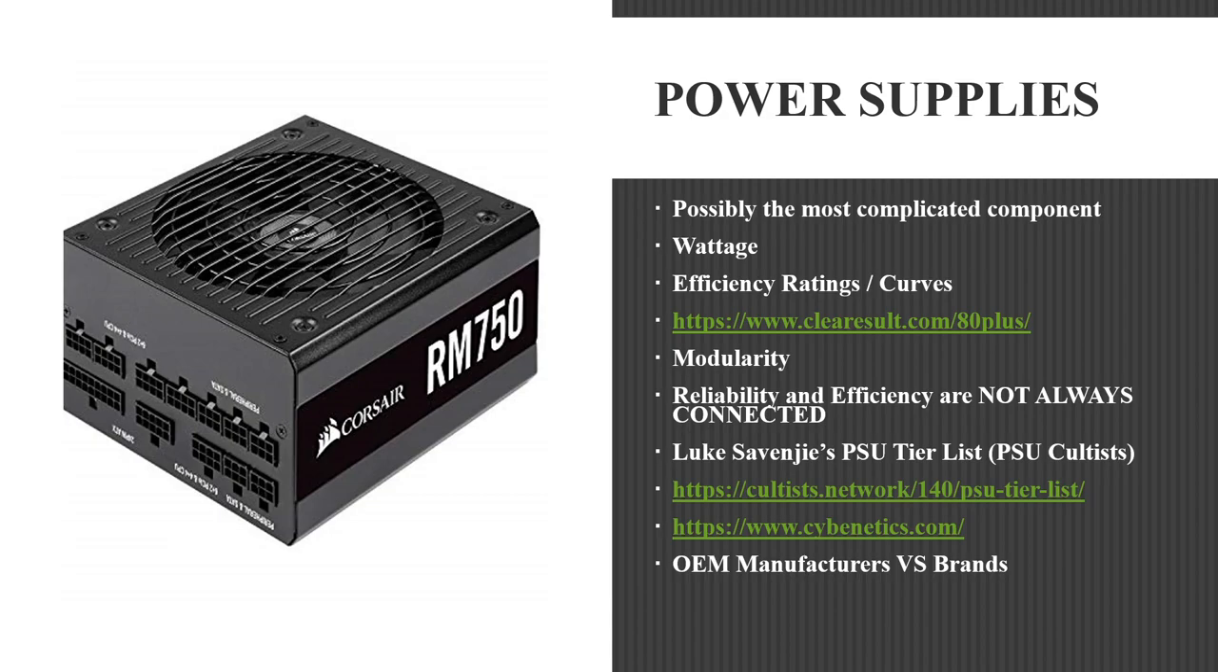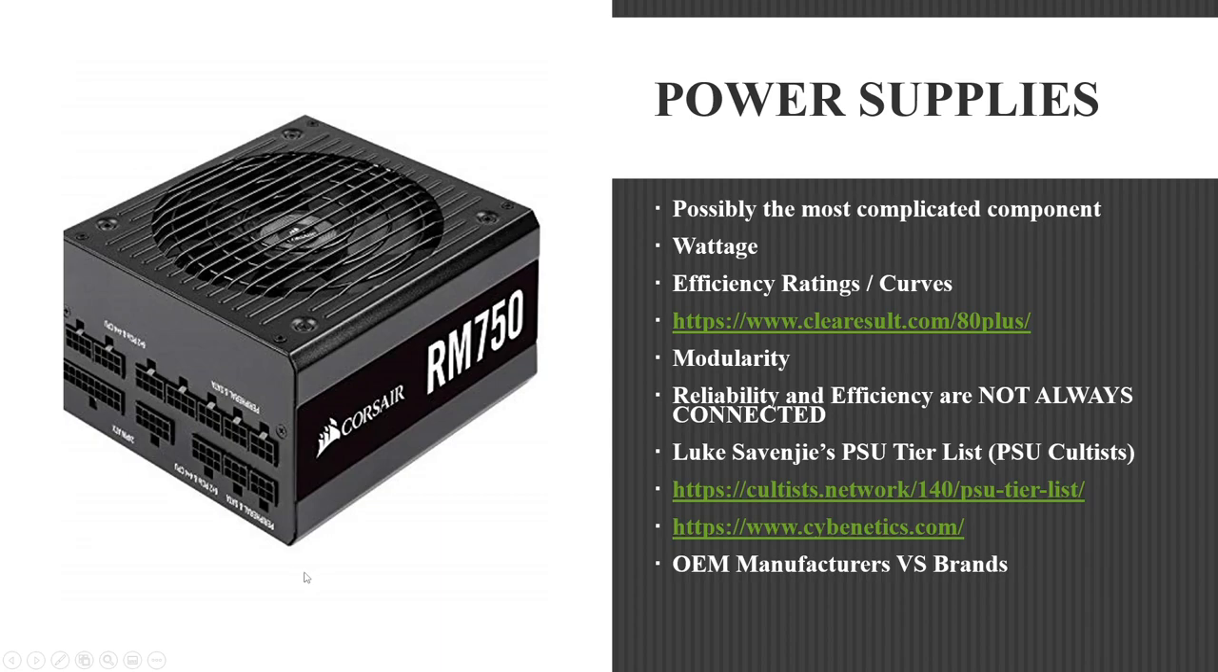Now, efficiency ratings also go along with efficiency curves. That is, a power supply will have different efficiencies depending on how many watts it's pulling and what percentage of the total watts it can pull it is pulling. For example, a 750 watt power supply, like this one in the picture, might be 90% efficient when it's pulling 500 watts. But maybe if it's pulling 700 watts, it's only 85% efficient. I don't know if that makes sense. I hope it makes sense for the point of this lecture.